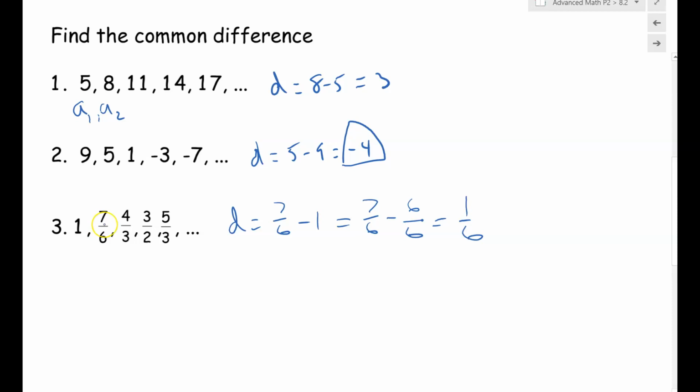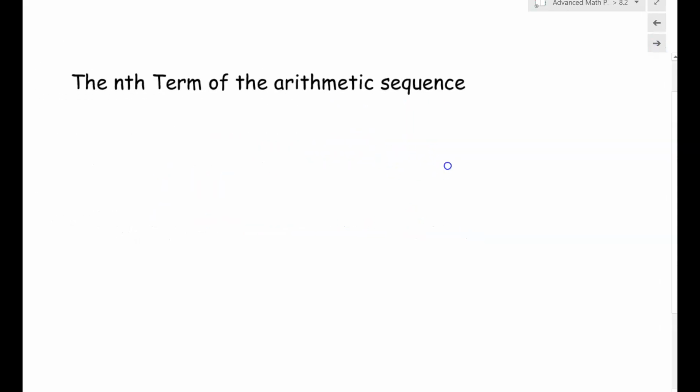If I take and I add 1/6 to 7/6, I get 8/6, which reduces to 4/3. Okay, all right. Well, that's great that we have that. But what we're going to do is develop a little formula here, an nth term formula that works for every arithmetic sequence. And I want to show you where it comes from instead of me just giving you the formula.